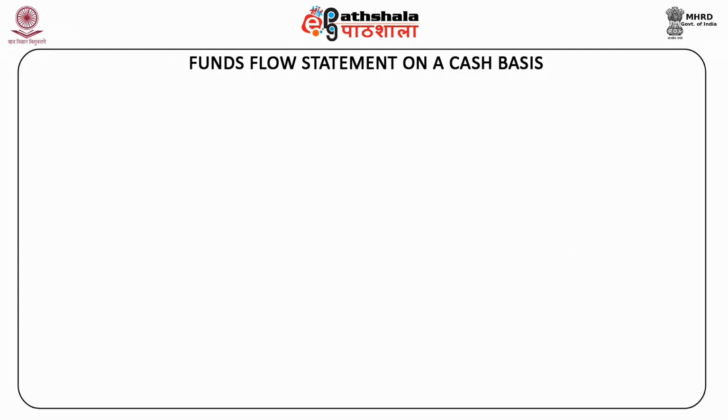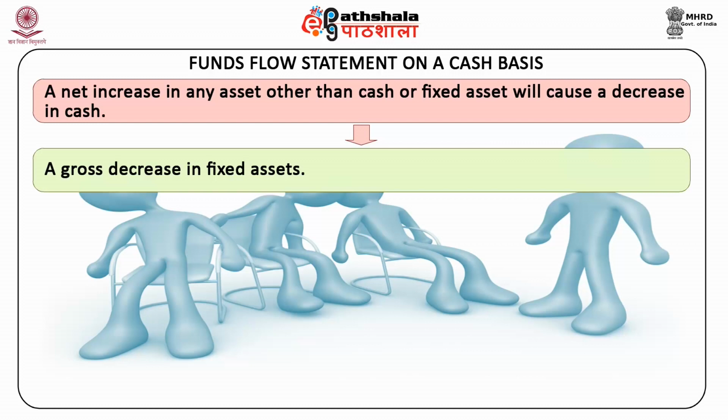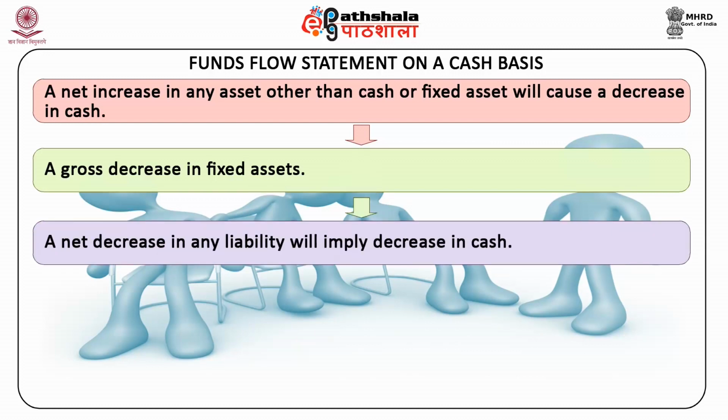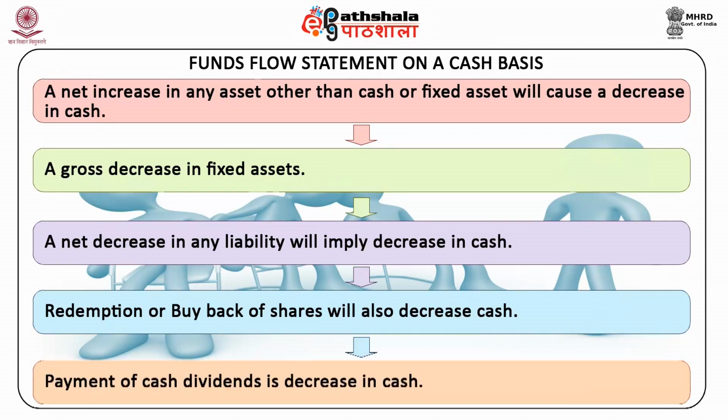A list of items that are application of funds and cause decrease in cash. These are as follows. A net increase in any asset other than cash or fixed assets will cause a decrease in cash. A gross increase in fixed assets. A net decrease in any liability will imply decrease in cash. Redemption or buyback of shares will also decrease cash. Payment of cash dividends is a decrease in cash.